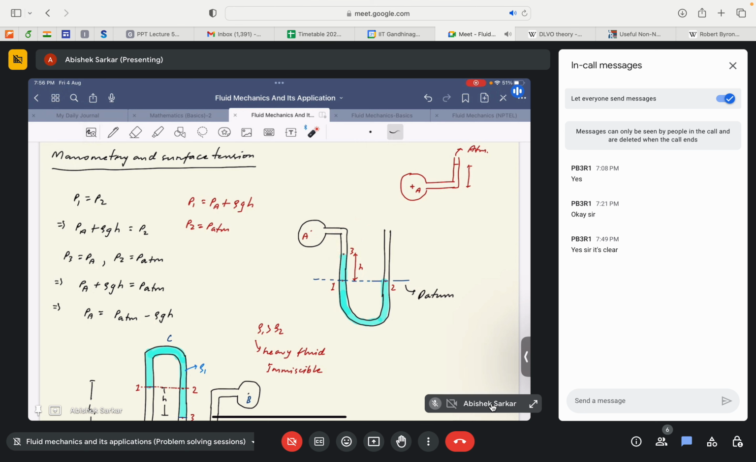So just for our case we can assume that this is rho f, and that rho f is much lower than rho, the heavier fluid. Given that case, we can neglect the pressure because of this liquid column and just take the pressure at point 1 as equal to PA, that is pressure at point A, plus rho GH, the pressure due to the liquid column of the heavier fluid.